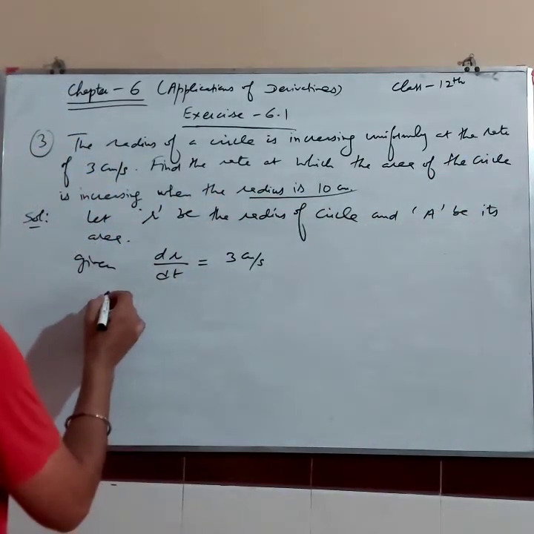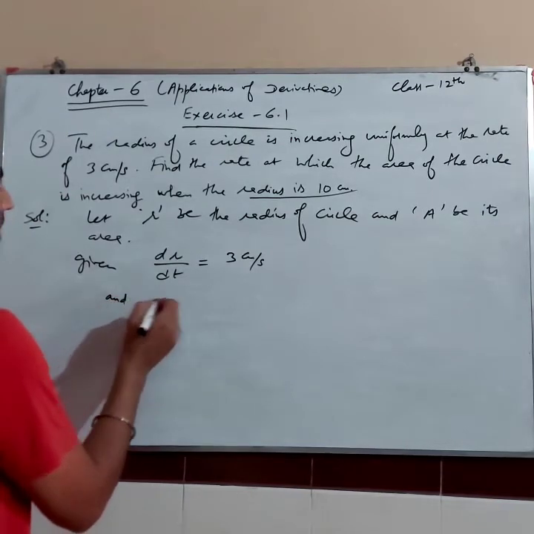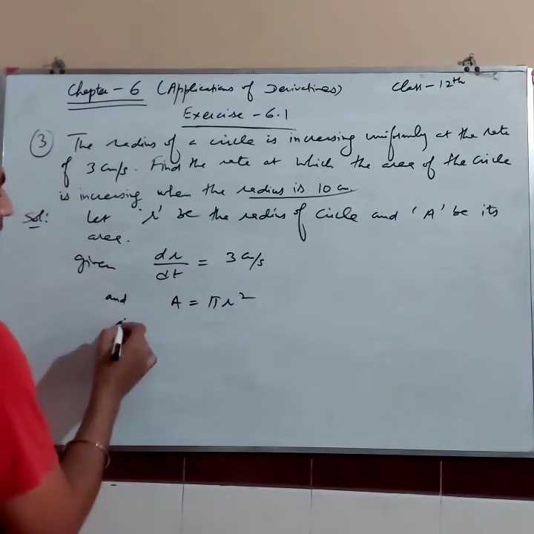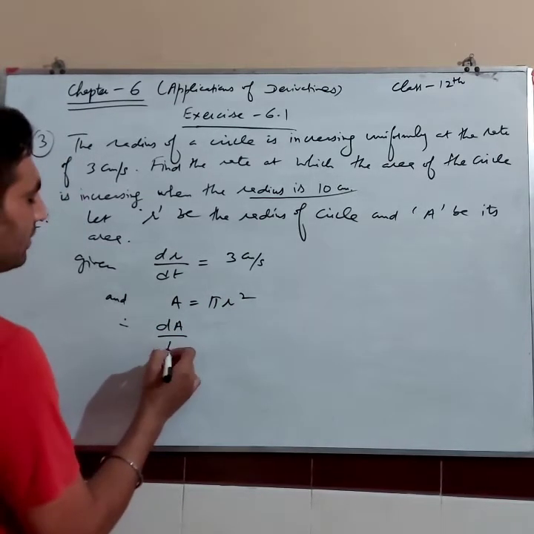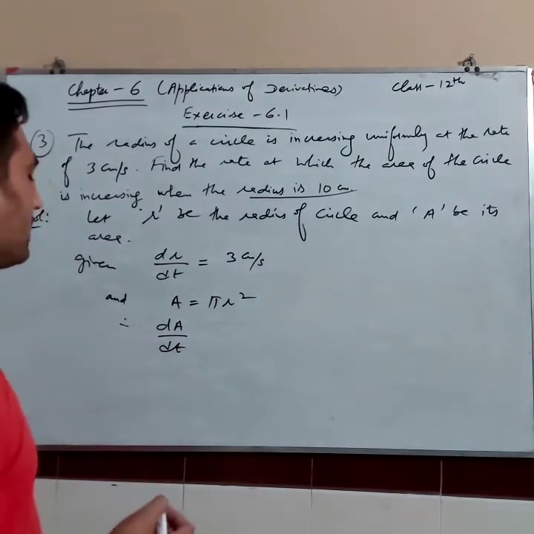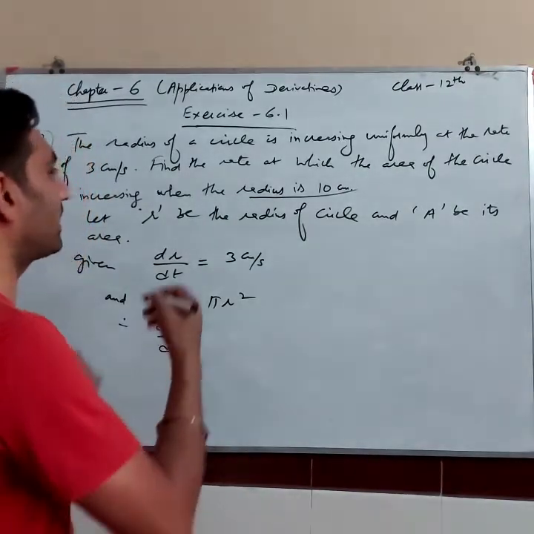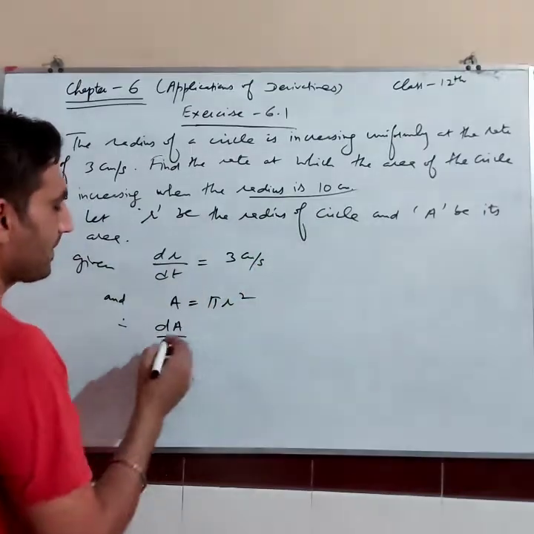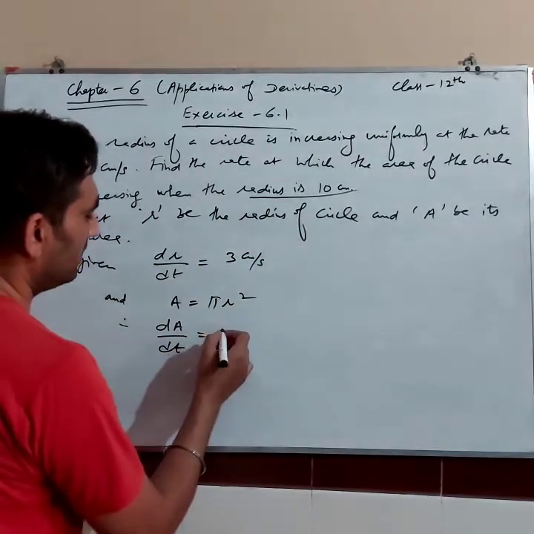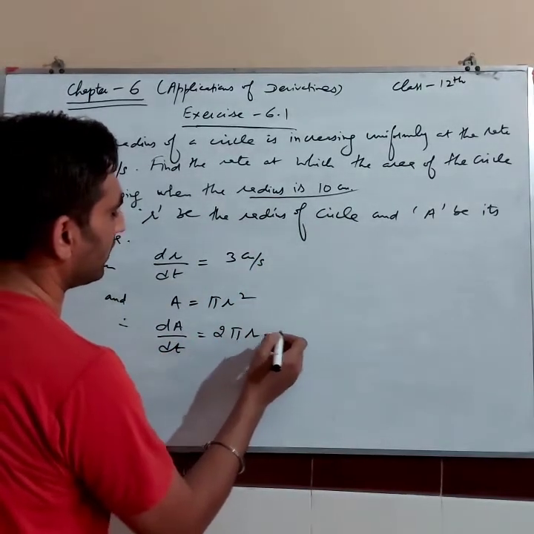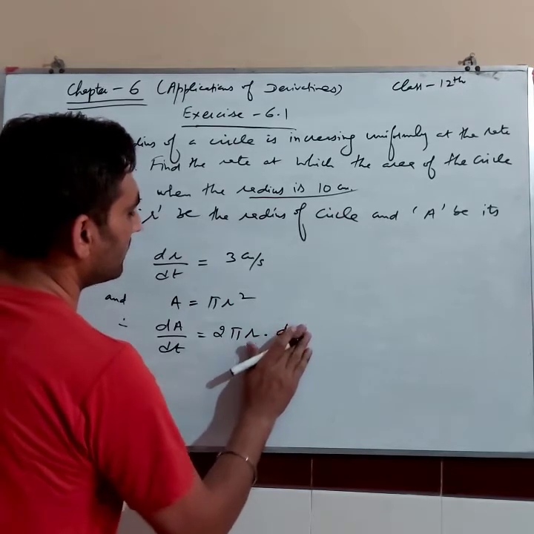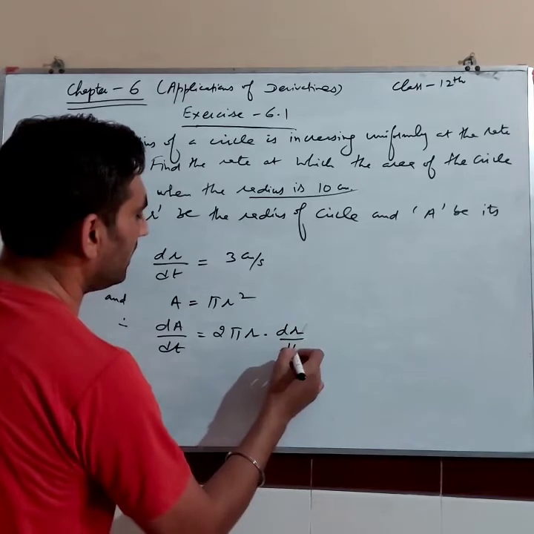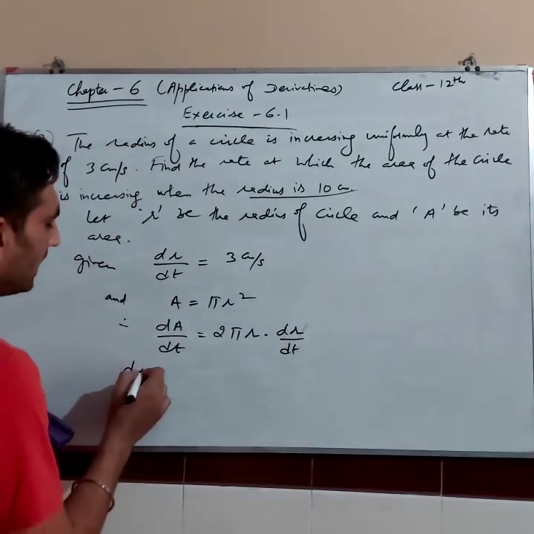So we will write now, area of circle is pi r square. Therefore, we will differentiate with respect to t, because we have to find the rate of change of area with respect to time. So what is dA over dt? It will be 2 pi r, but don't forget to differentiate the radius with respect to time also, means dr over dt.